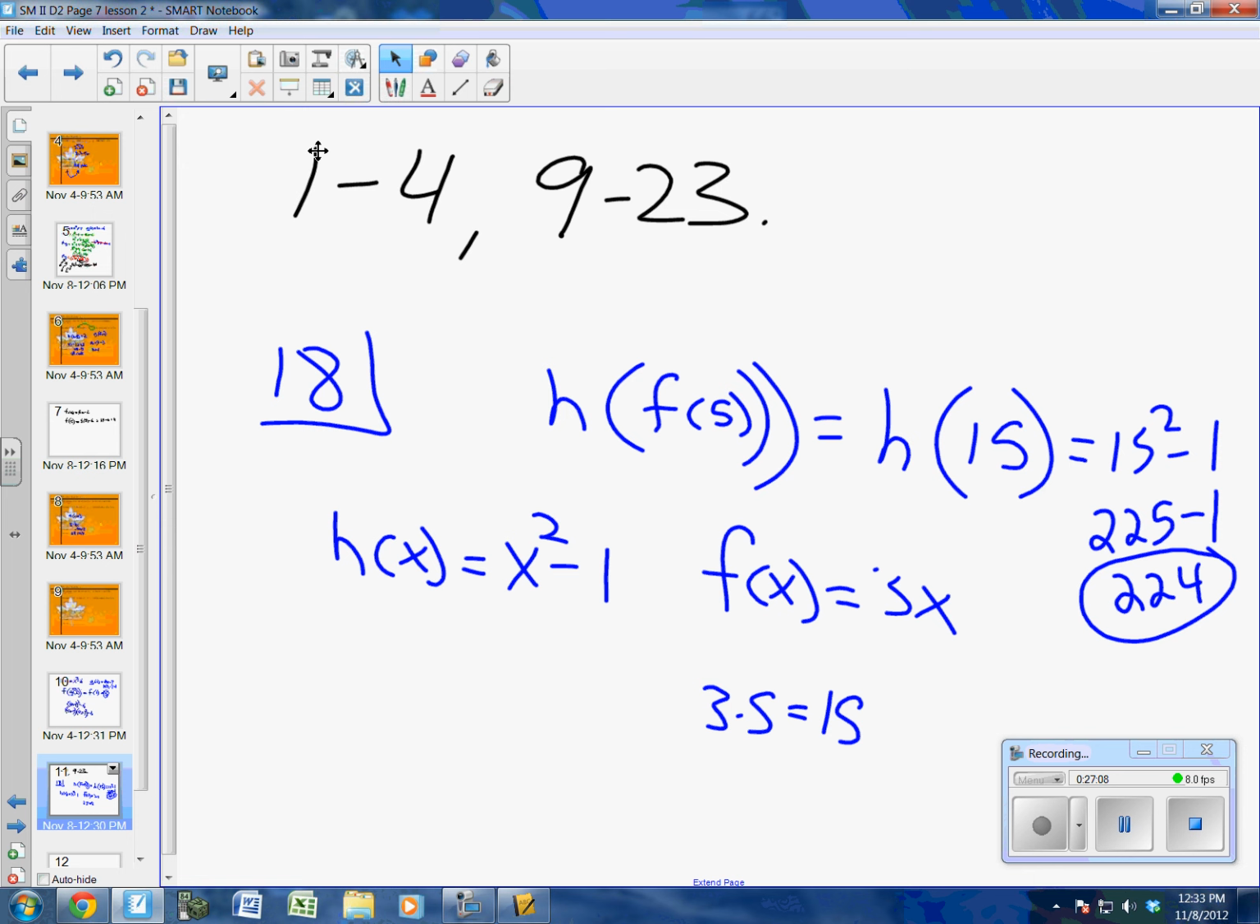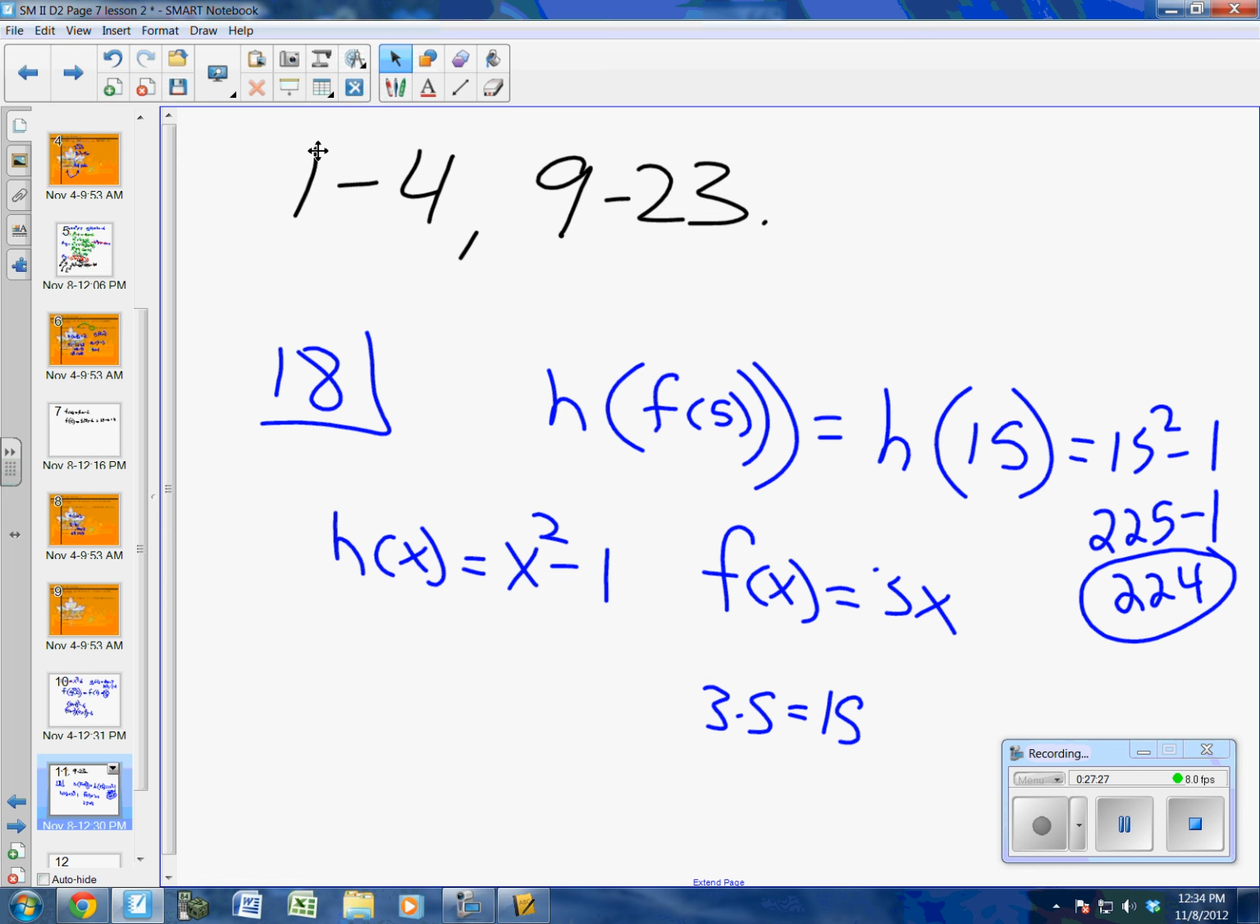Okay. I did this more for the benefit of those guys who weren't here, but also so you guys could do it. I want you guys to look at 23. Very last problem. I'm just going to give you a hint. It's all three functions, right? Just work backwards. Work from the inside function, clear out to the outside function.